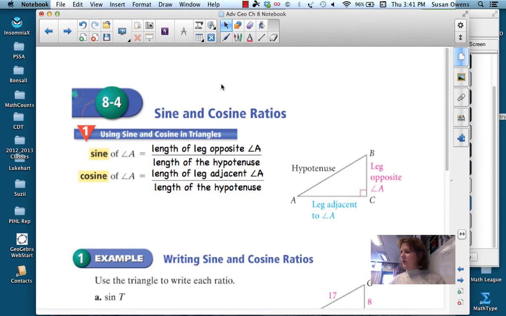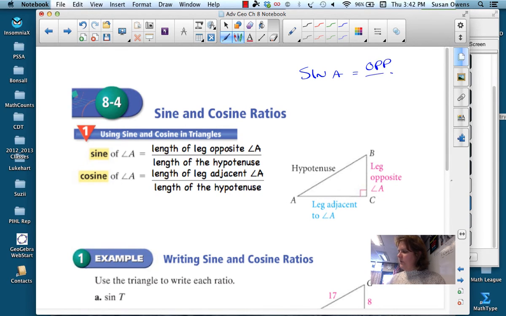The first one is called sine, and we can abbreviate this one SIN. And the sine of an angle, so we'll call it A, sine of A, is always the length of the leg that's opposite over the hypotenuse. And the cosine, which we can abbreviate COS, is always the length of the leg that's adjacent over the hypotenuse.